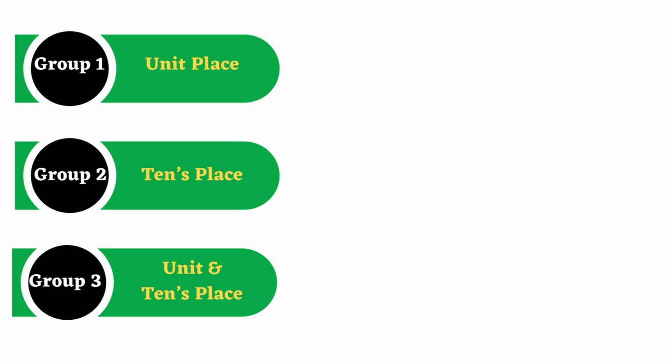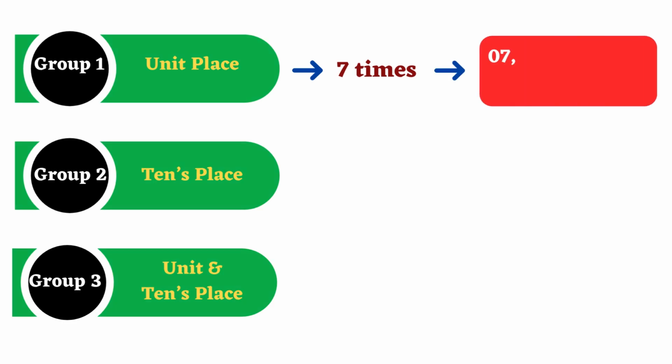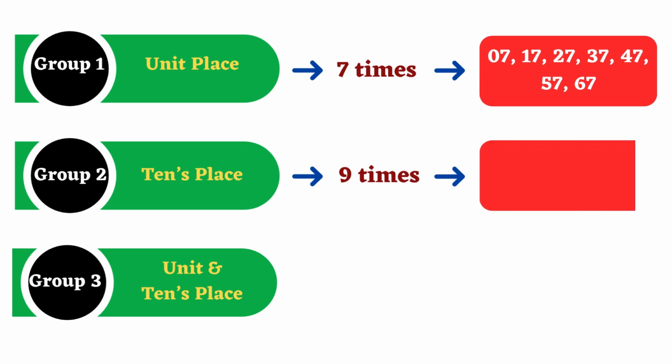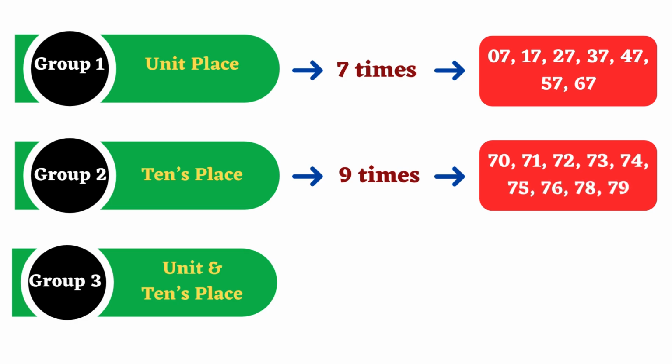Therefore, there are a total of 7 times the digit 7 appears as only the unit digit: 7, 17, 27, 37, 47, 57 and 67. There are a total of 9 times the digit 7 appears as only the tens digit: 70, 71, 72, 73, 74, 75, 76, 78, and 79.